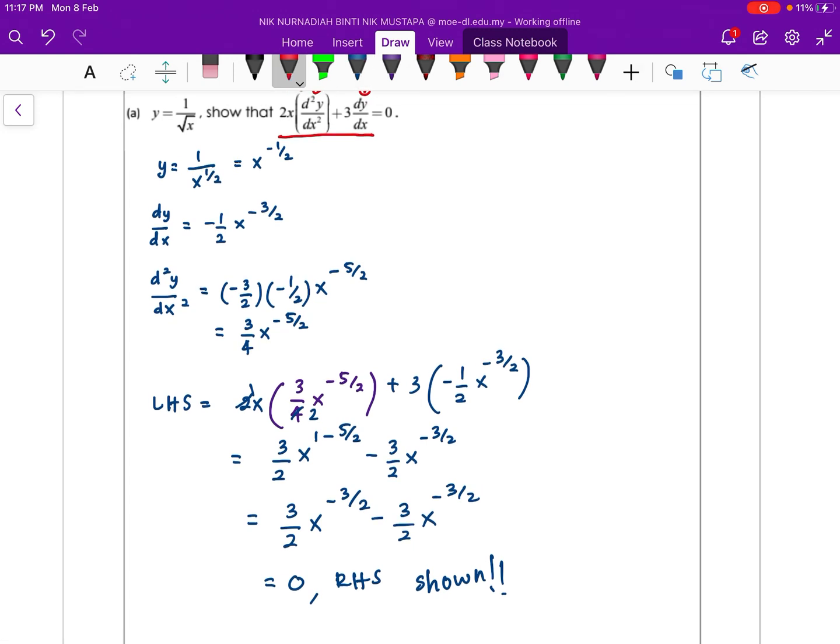So this is the process. You need to find what's dy dx first, and then you need to find the d2y over dx square, and then you sub into question. Okay, sub into equation that's given. So step 3, sub into the given equation.